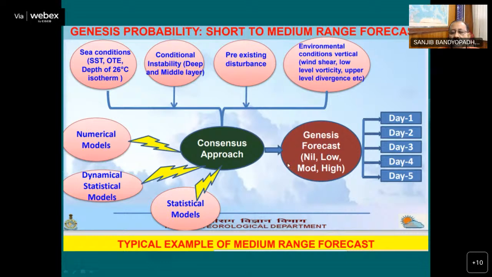So if we see there is no chance, then we say nil. If there is a low probability, we say low, moderate, or high, depending upon our conditions for formation of a tropical cyclone. So if the system fulfills all the criteria, then accordingly we say the probability is very high for a tropical cyclogenesis.